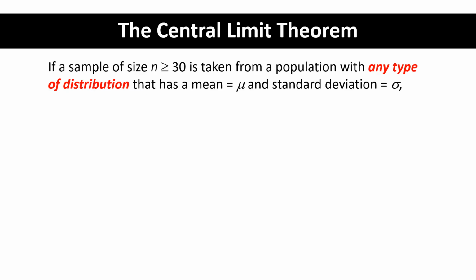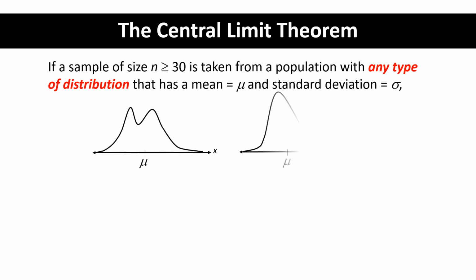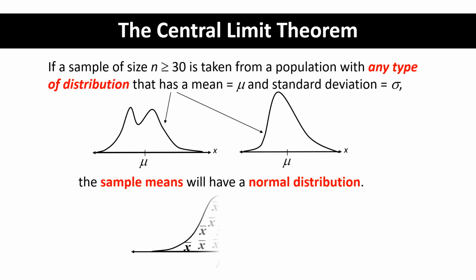So if the sample size is 30 or more, that's a rule of thumb, and that sample is taken from a population with any type of distribution, it can be skewed left, it can be skewed right, it doesn't matter, with a mean mu and a standard deviation sigma. So here we have two different cases, two different populations. It turns out that the sample means will have a normal distribution. So the shape will be bell-shaped, symmetric, with one mound.